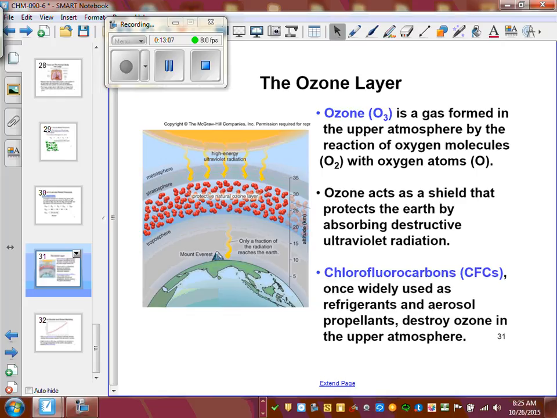We're going to talk about, in this chapter, the ozone layer, ozone, O3. It's formed in the upper atmosphere by the reaction of oxygen molecules with oxygen atoms. So ozone acts as a shield that protects the Earth by absorbing destructive UV radiation. What's been happening is chlorofluorocarbons, CFCs, which are used in refrigerants and used to be used in aerosol sprays, destroy the ozone in the upper atmosphere. So that allows more UV energy to enter, which is partially responsible for some of the global climate change.